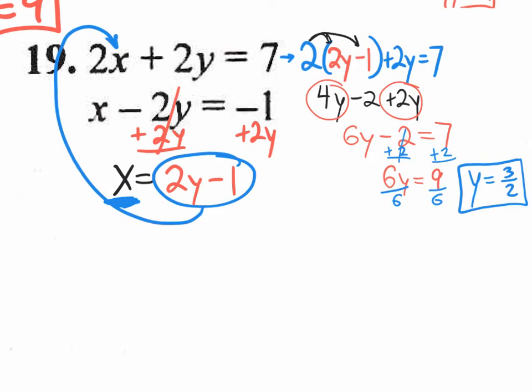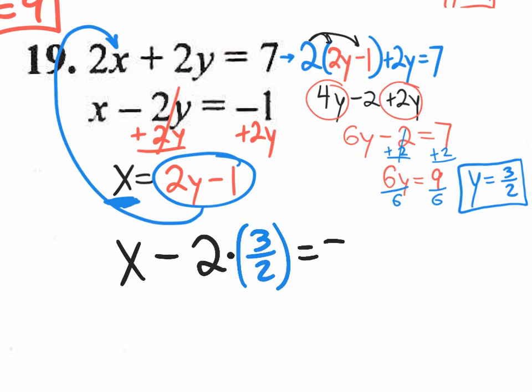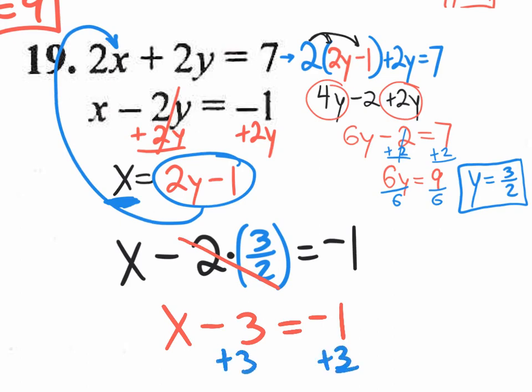You need to plug it into any of the original equations to find the other answer, which is x. So I'm going to plug it into the bottom equation. The bottom equation reads x minus 2 times y, but remember y is 3/2. You could put it in parentheses if you want, equals negative 1. When you multiply a fraction by its denominator, that cancels out. So the 2 and the 2 cancel out. So what we really have is x minus 3 equals negative 1. To get rid of that minus 3, you're going to go plus 3 and plus 3. So your final answer is x equals 2.